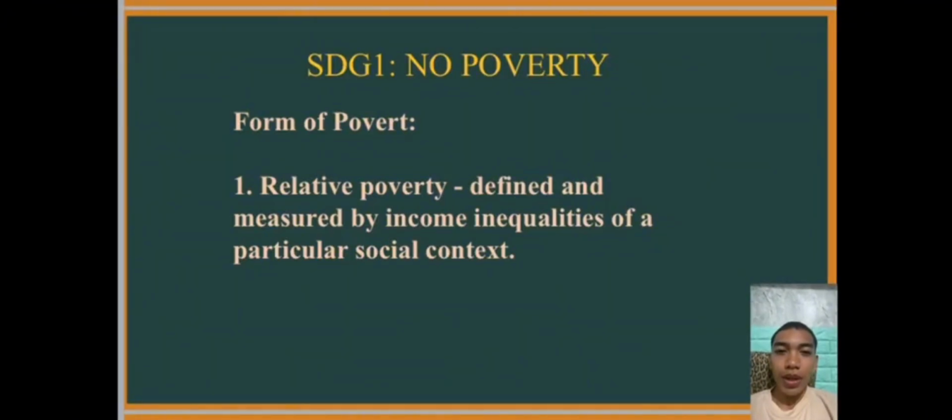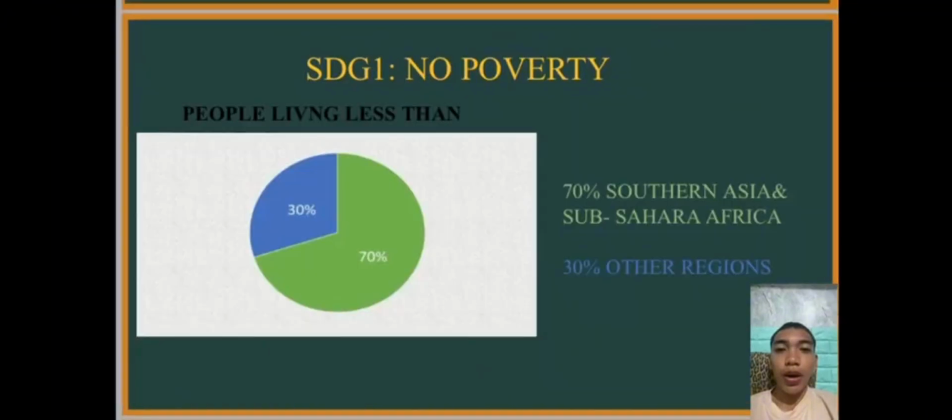For example, they may not be able to afford education, technology, or social opportunities that are considered normal in their community. Relative poverty highlights how inequality within a country or society can affect people's quality of life even if they are not living in extreme conditions. Another part of the image is the pie chart showing people who live on less than $1.90 per day, which represents extreme poverty. According to the chart, 70% of people living in extreme poverty are found in Southern Asia and Sub-Saharan Africa, while the other remaining 30% live in other regions of the world.